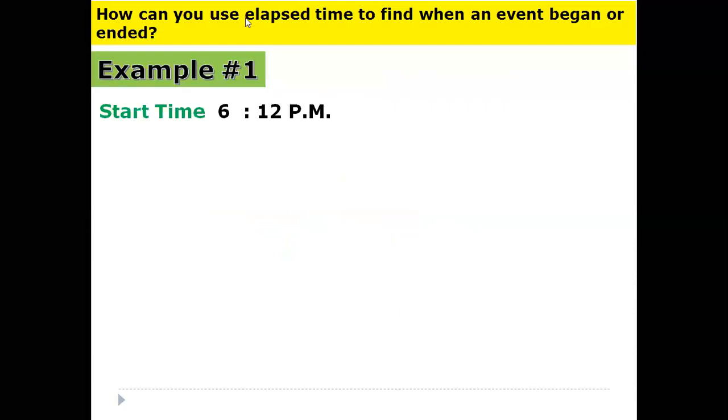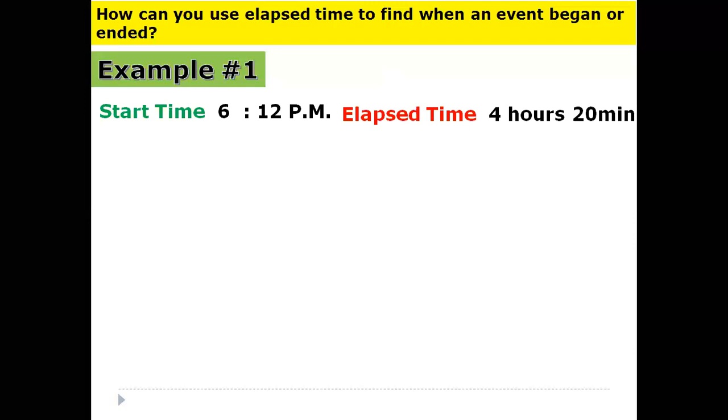How can you use elapsed time to find when events began or ended? So if you're given the elapsed time and the starting time to find the ending, or the ending time to find the starting, pay attention very well. If you understand the meaning of elapsed time, you can work with that easily.